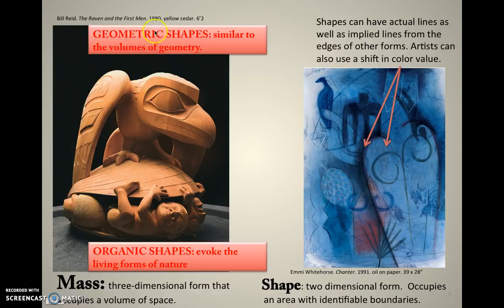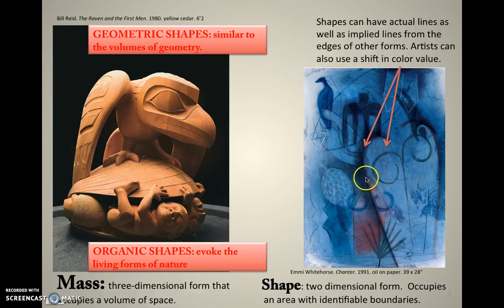Understand the difference between geometric shapes and organic shapes. So organic shapes, think about things that speak of nature, and geometric shapes, think about volumes in geometry, squares, circles, diamonds, those sorts of things. And shape can be something that is two-dimensional.